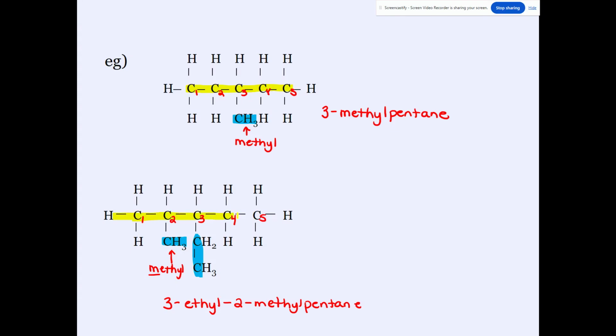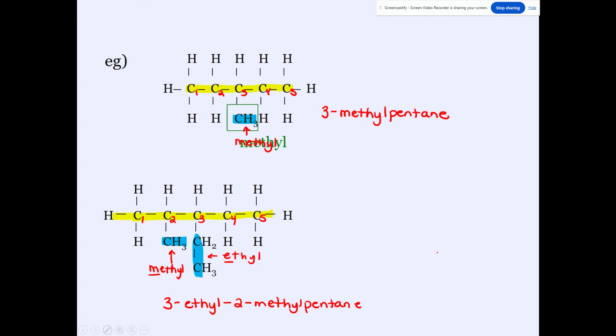So again, on carbon 3, there is an ethyl branch. Alphabetically, that has to go first. Carbon 2, there is a methyl branch, and the parent is pentane. So start by finding your parent. The longest continuous chain doesn't have to be straight.